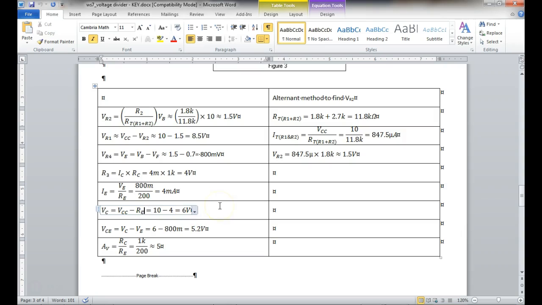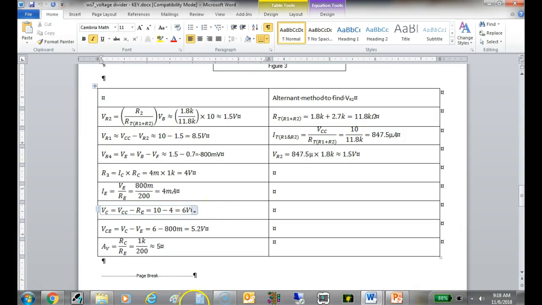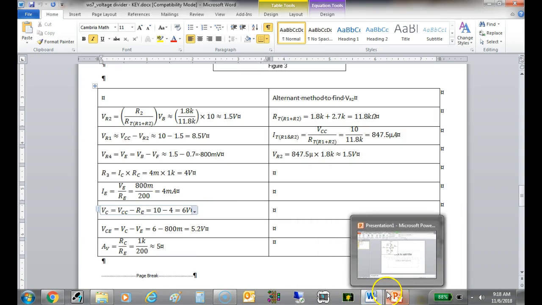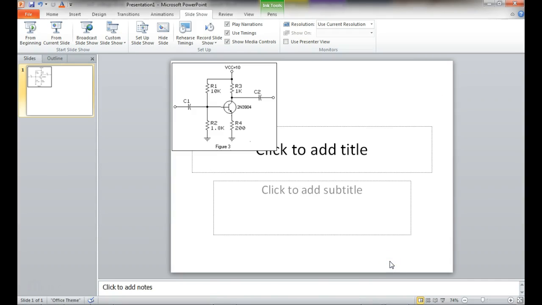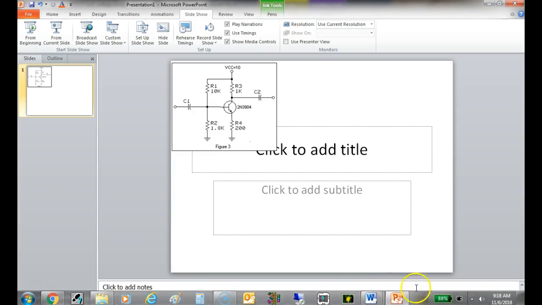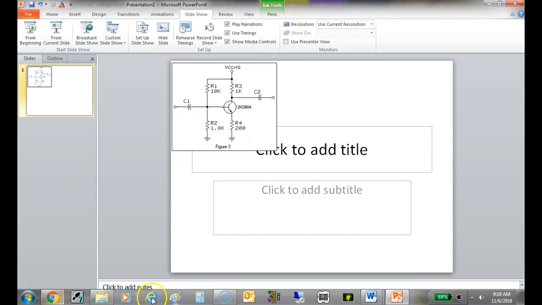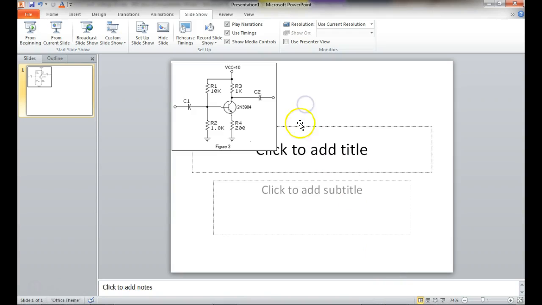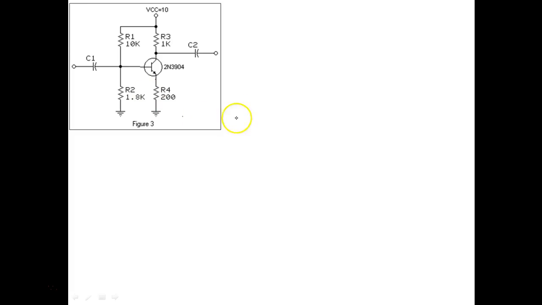So let's figure out what we're doing wrong here. Oh, I know what I did. I erased it, unfortunately. It's up here somewhere. Okay, so what I did is I wrote it down wrong. Both of them are right. So let's go back and look at this.